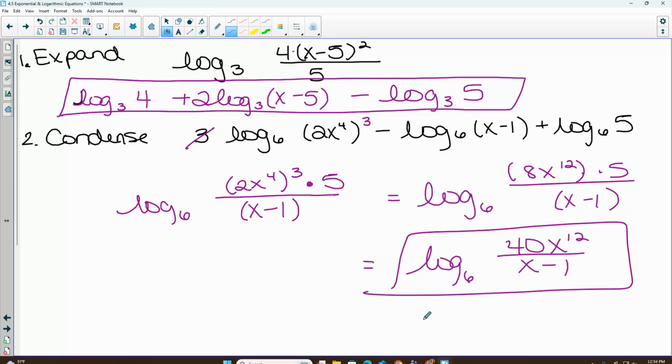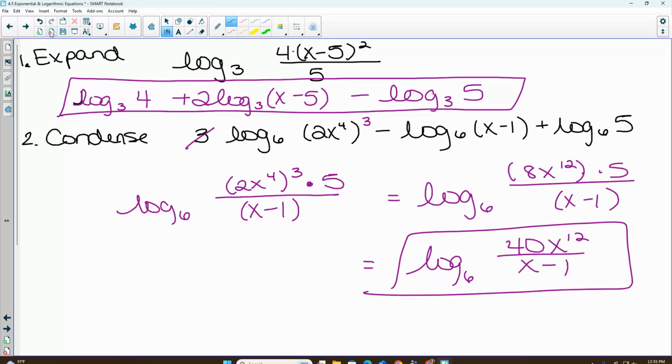So expand, you write each log. Condense, you put one log. That's just using those properties that we had to have yesterday when we were solving equations. Any questions on those? Okay. Second type of problem I want to look at.